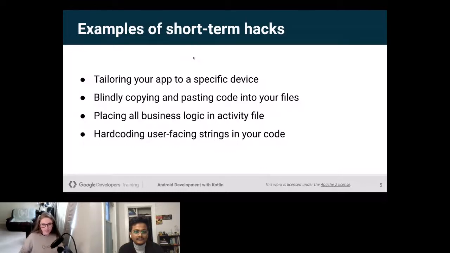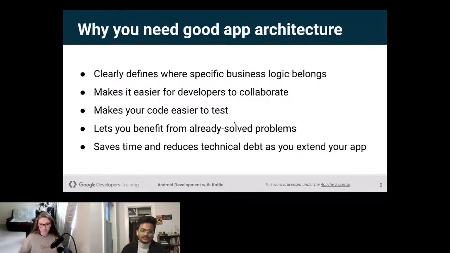So here are some examples of short-term things that can be done that kind of violate Android app architecture. You want to stay away from tailoring it to a specific device and things like hard-coding strings. Good architecture will also make your app easier to test. You can benefit from already solved problems. You could reuse code you've already written or some code similar, and it's going to save time. And technical debt is time and budget, so it's compounding.